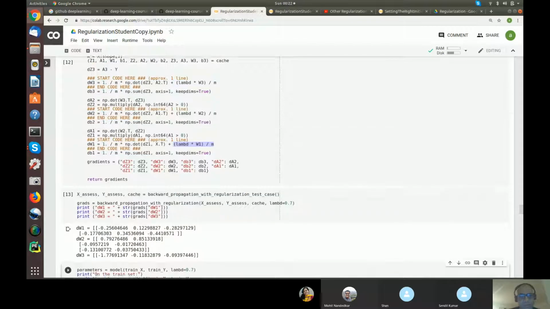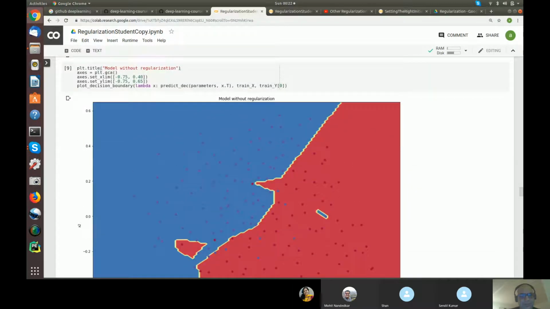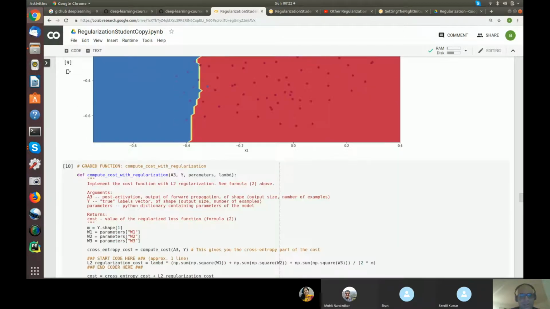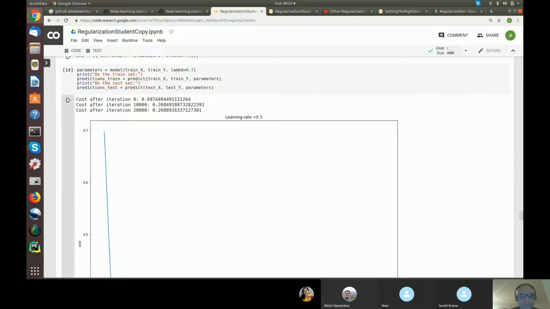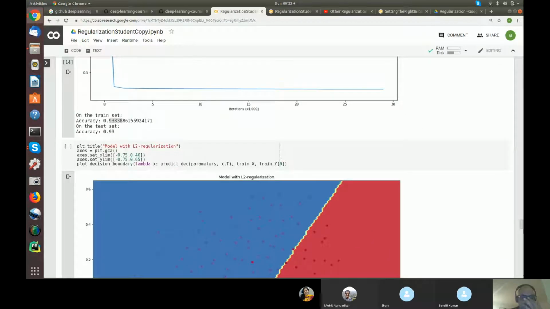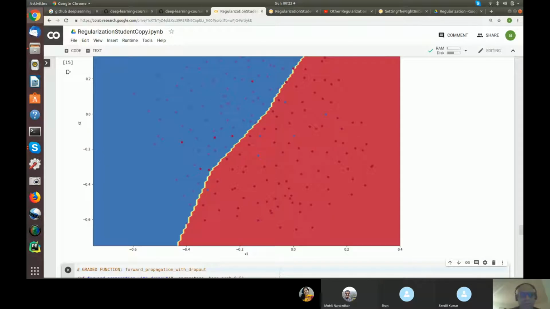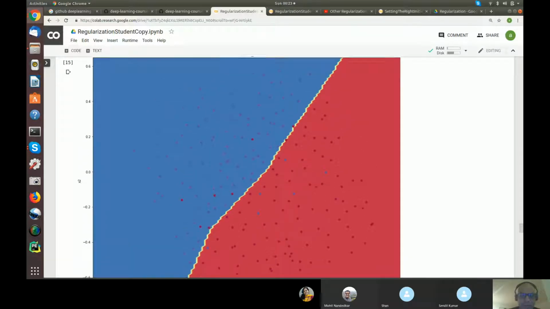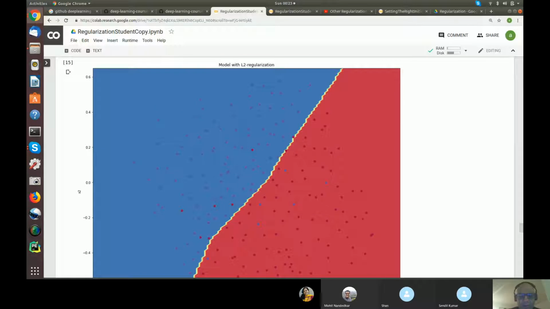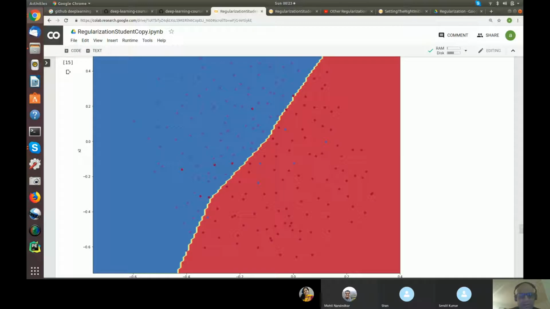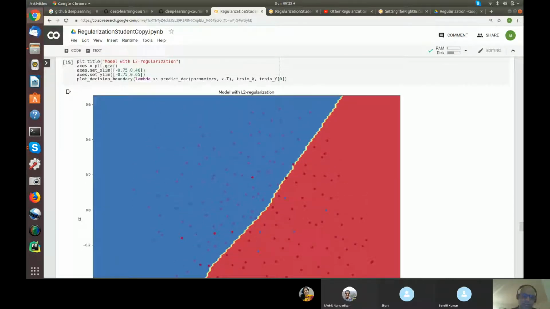Before, it was 0.91 on test. So the accuracy has improved on the test data. Let's look at what the decision boundary looks like. This is what we would expect. More or less a straight line, some tiny curves. So this is a much better model.